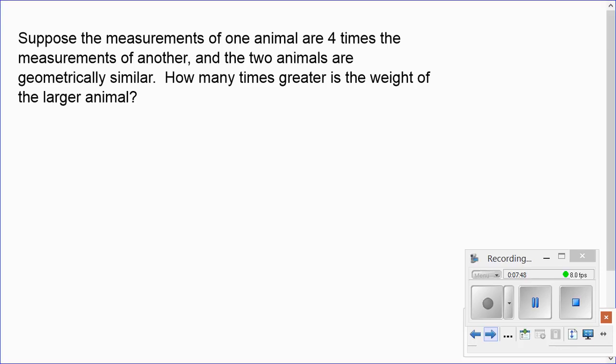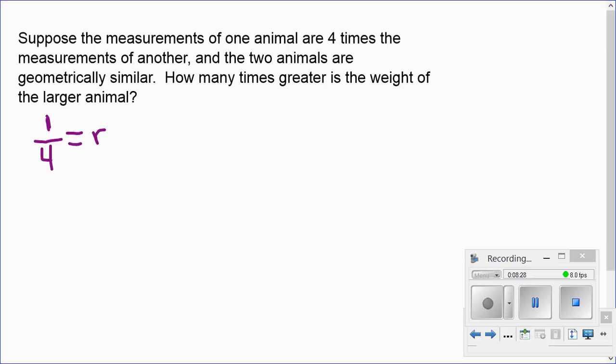So we say we have the measurements of one animal 4 times the measurements of another animal. Okay, so anytime you have that 4 times bigger or 2 times bigger, 3 times bigger, we know that whatever the original one is, we'll just call that 1. If I'm talking about 4 times bigger, that would be 1 to 4 or 4 to 1. So that's our scale factor or our R. So that's the first part, and then it says that the animals are geometrically similar. So I'm able to do that scale factor because they are geometrically similar. In other words, we're not comparing a bear with a mouse, something like that.